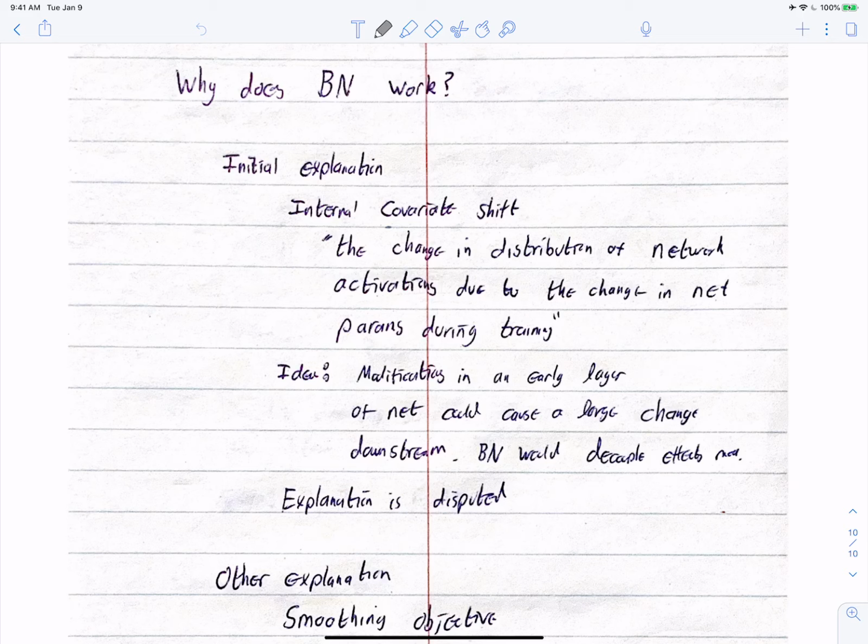Now, this is the rough explanation. This explanation is disputed, and there are other works out there that say the batch norm effect is not due to internal covariate shift and is actually due to other effects, for example, smoothing of the loss landscape. So we'll talk about batch normalization in class when we read these particular papers.